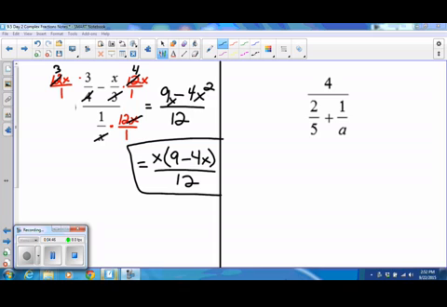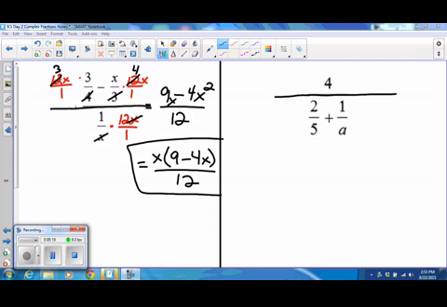Okay? Let's do the second one. Yes. Okay. My denominator on top is just, what? It's just 4 over 1, right? Because that's just a whole number. So that's just 4 over 1. So all I really need to look at to figure out my common denominator is these two. What is my common denominator? It's just 5a.